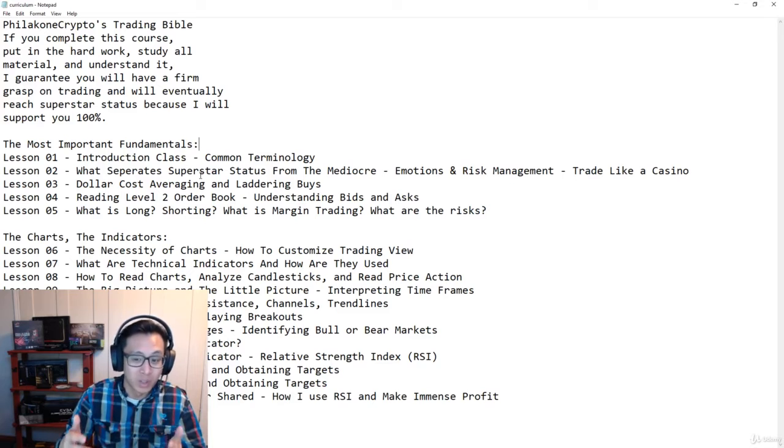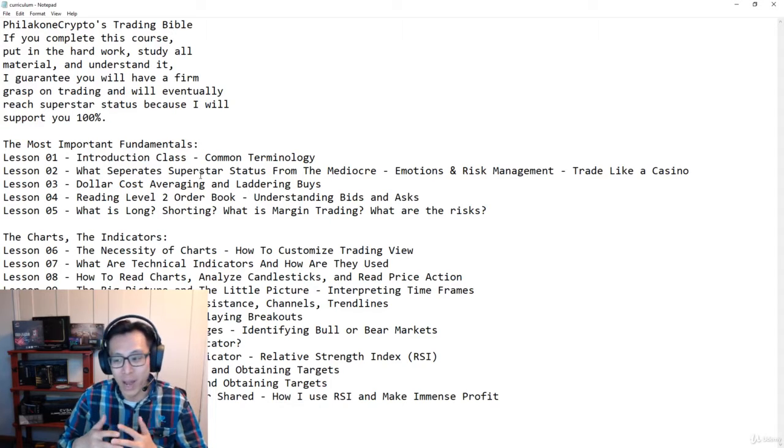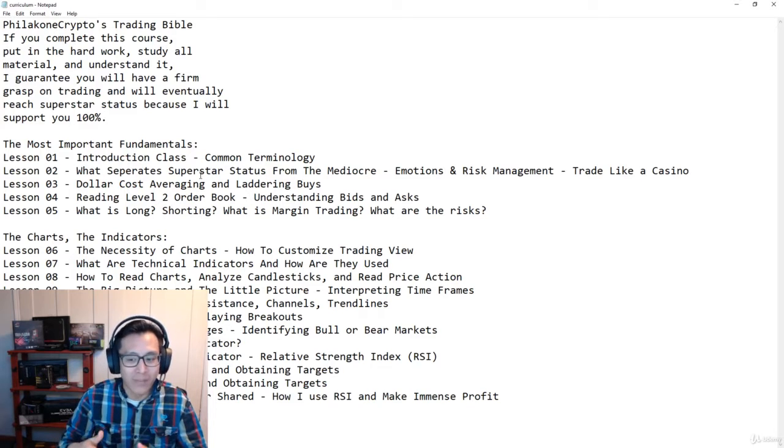What is the level 2? That was lesson number 4. Reading the level 2 is a crucial part of understanding quick and real-time momentum changes. We have to understand what the bids are. We have to understand what the asks are as well. It's only when we know how to read the level 2 order book that we'll have a very firm grasp on what exactly is going on in the order book.